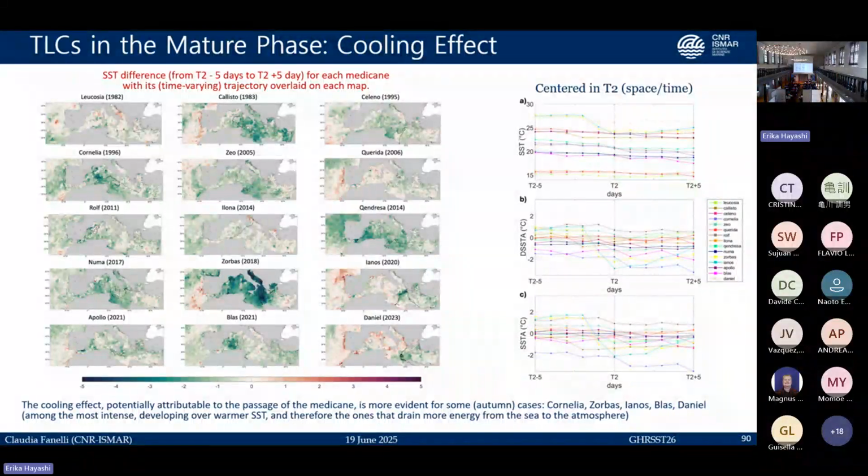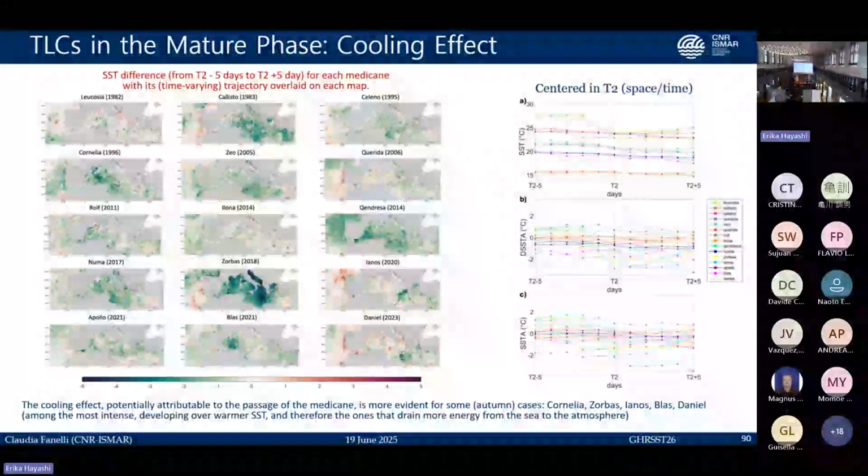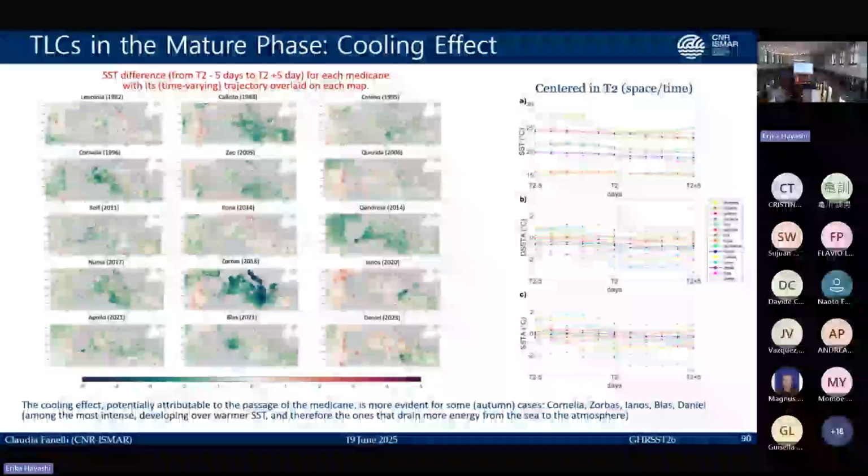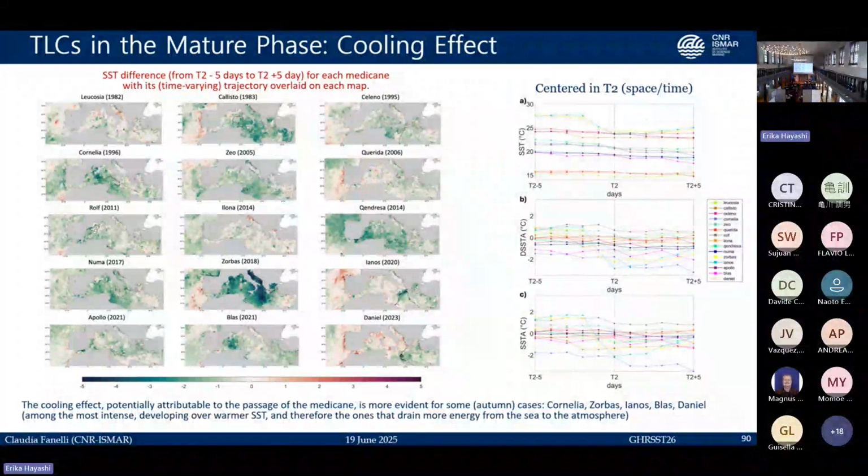There is something that is true, which is that the medicanes leave a cold anomaly after their passage. This is happening for all the events that we have considered. If you look at the maps of the SST difference from 5 days before to 5 days after the mature phase of the medicanes, you can see in green the cooling effect of the passage of the medicanes.